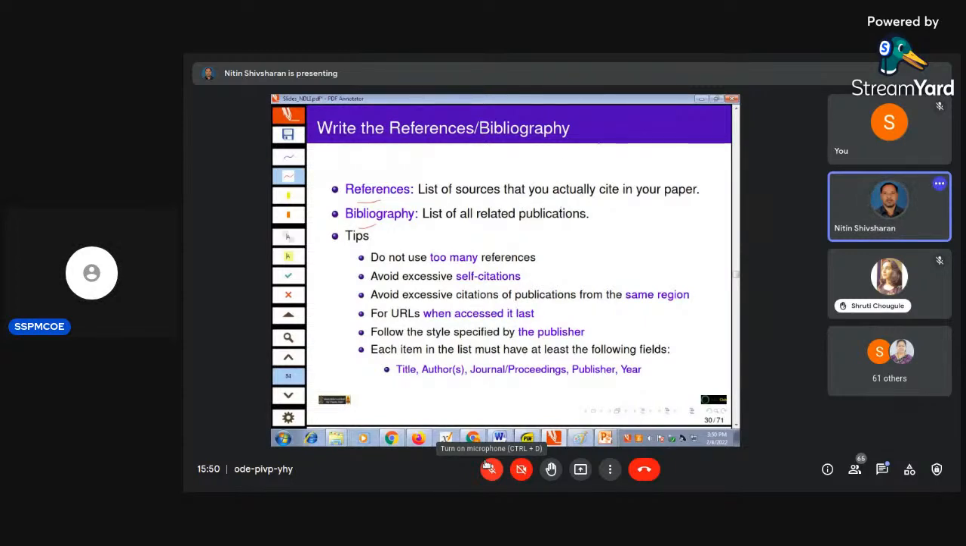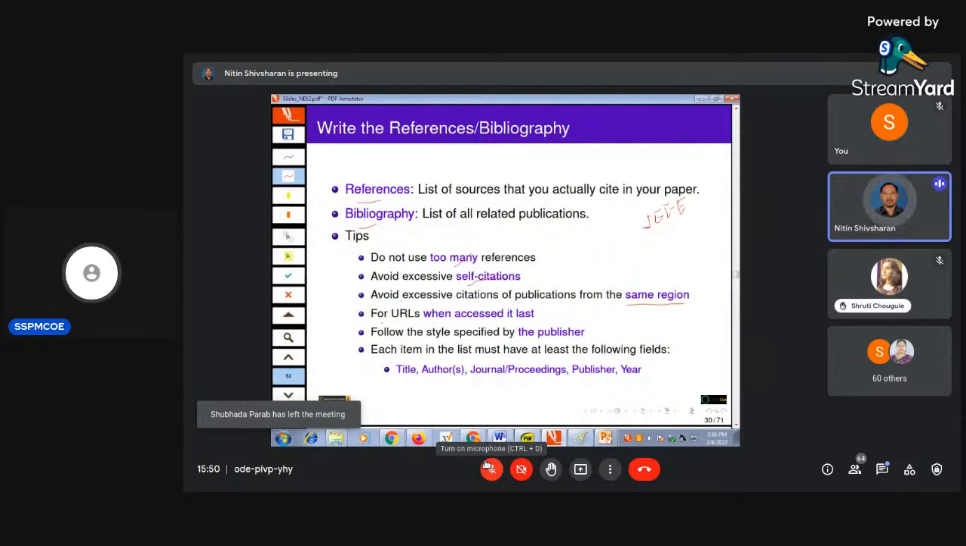Unnecessarily, do not use too many references. Try to avoid self citations. Avoid excessive citations of publications from the same source. It means do not use only IEEE papers, or only Springer, or only ScienceDirect journal papers. So try to gather information from all types of resources available in the world.